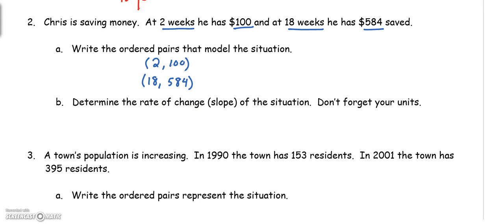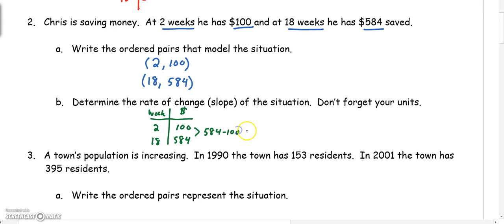When I create a table, I have weeks and dollars. At 2 weeks, there's $100, and at 18 weeks, there's $584. When I look at my change, my money is changing, 584 minus 100, by an increase of $484. My change in x, I've gone from 2 weeks to 18 weeks, so I've increased 16 weeks.